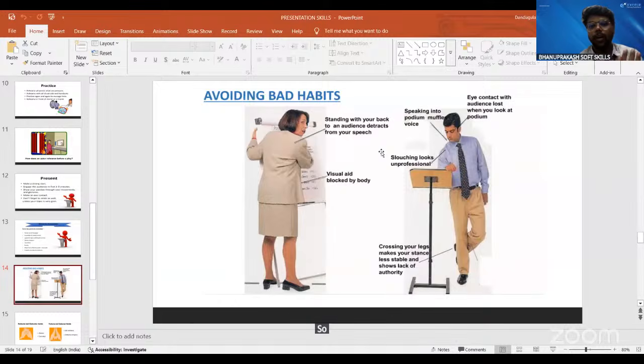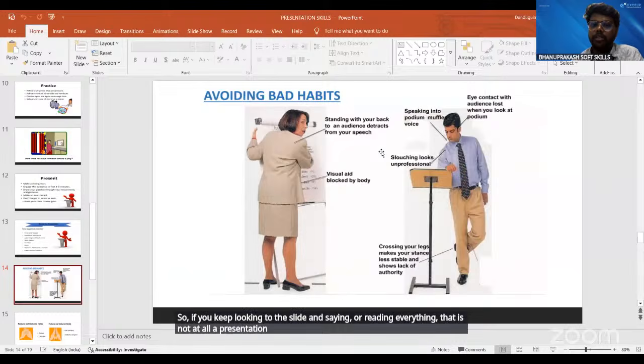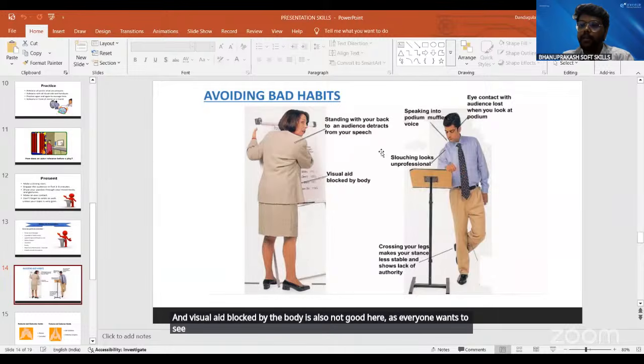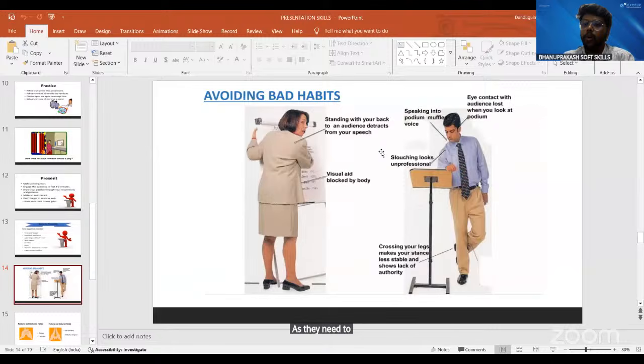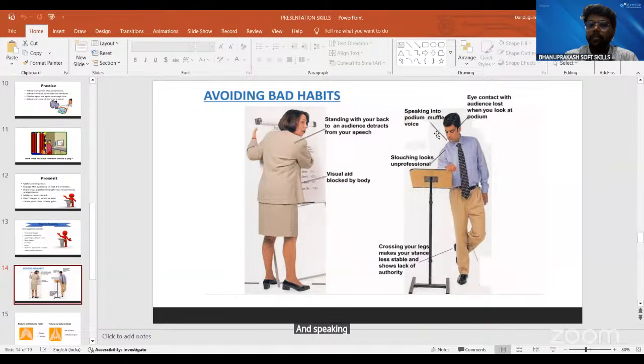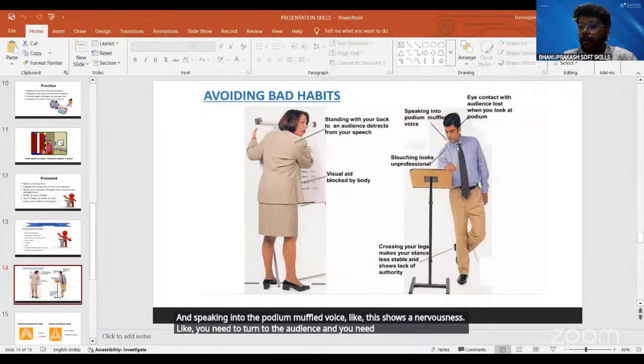Your most concentration should be on the audience, not on the slide. If you keep looking at the slide and reading everything, that is not at all a presentation. And a visual aid blocked by the body is also not good, as everyone wants to see what you have prepared, as they need to understand what you are trying to convey, and this can only happen if they see what you have prepared. And speaking into the podium, with a muffled voice, shows nervousness. You need to turn to the audience and speak, not to the podium in front of you.